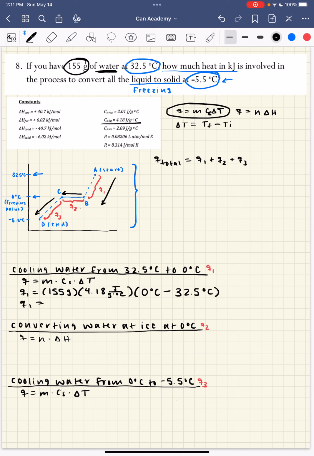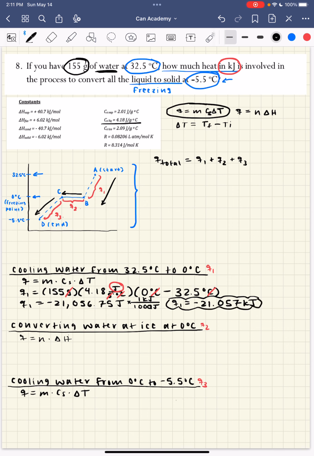So when we plug that into our calculator, we get that Q1 is equal to negative 21,056.75 joules. We can figure out these units because the grams cancel out the grams, and then the Celsius cancels out, and we're left with joules. But the question is asking us for kilojoules. So we're going to have to multiply by the conversion factor to get this answer in kilojoules. So Q1 is equal to negative 21.057 kilojoules. And we'll worry about sig figs at the very end. So this is going to be Q1.